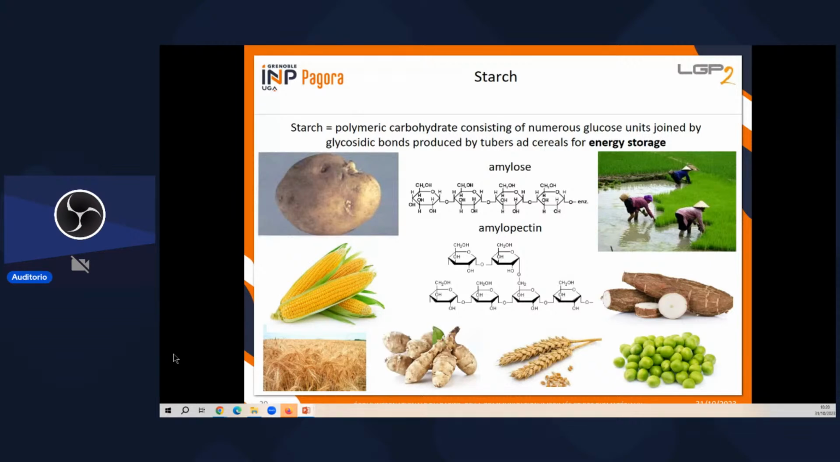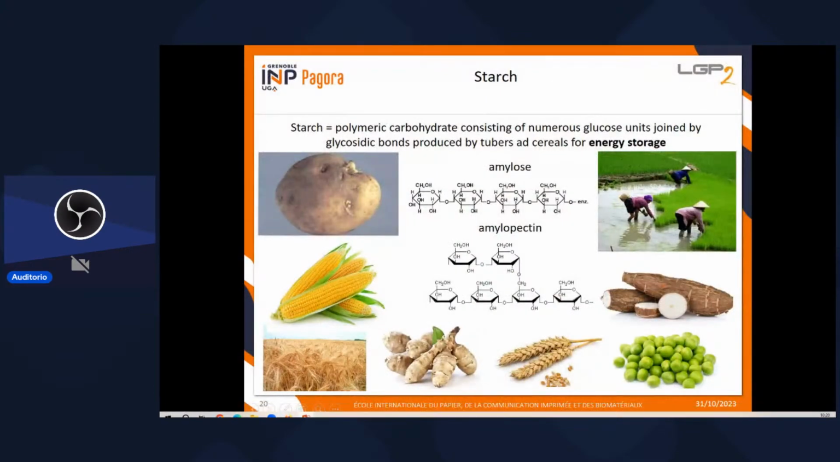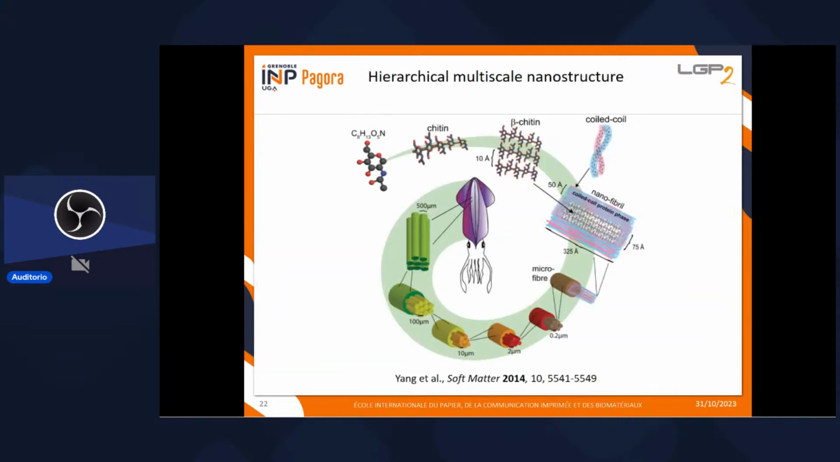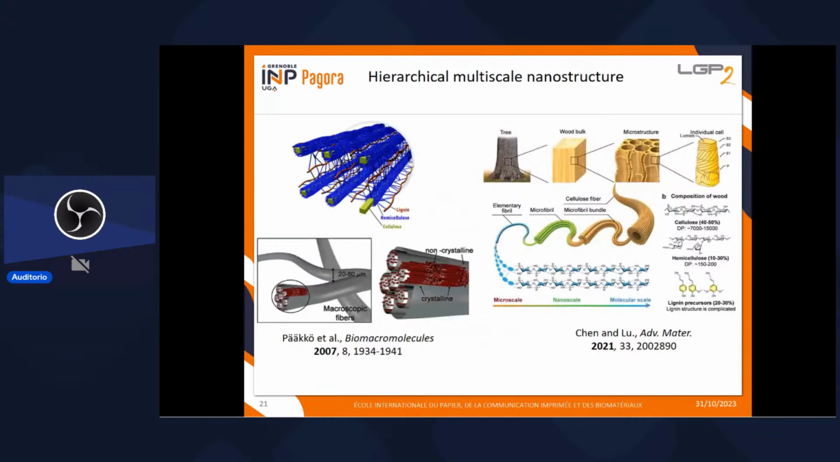Starch is composed mainly of two macromolecules, amylose and amylopectin, which are very similar, except that amylose is mainly linear and amylopectin is a branched macromolecule. The function of starch in nature is different. So it's not a structural element, and you will see that it's important for nanomaterials. It acts as an energy storage material. So these three polysaccharides have common features. They are semi-crystalline and they also exhibit a multi-scale nanostructure.